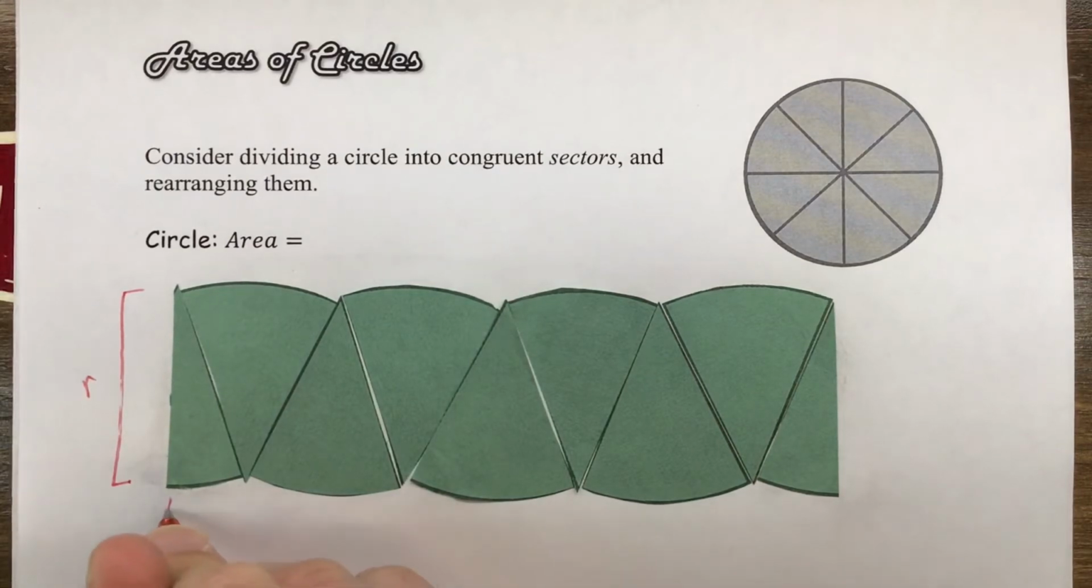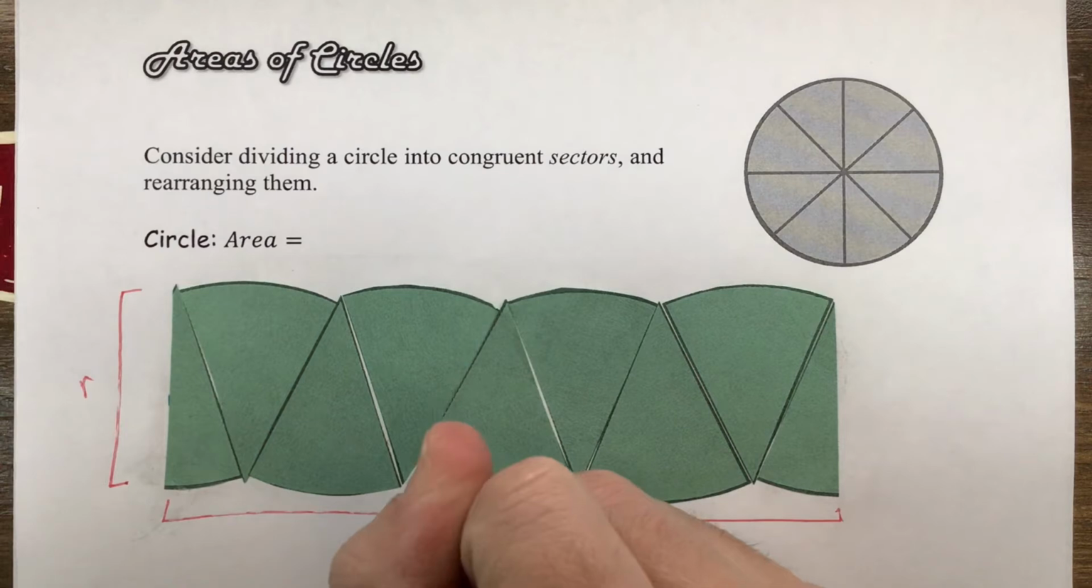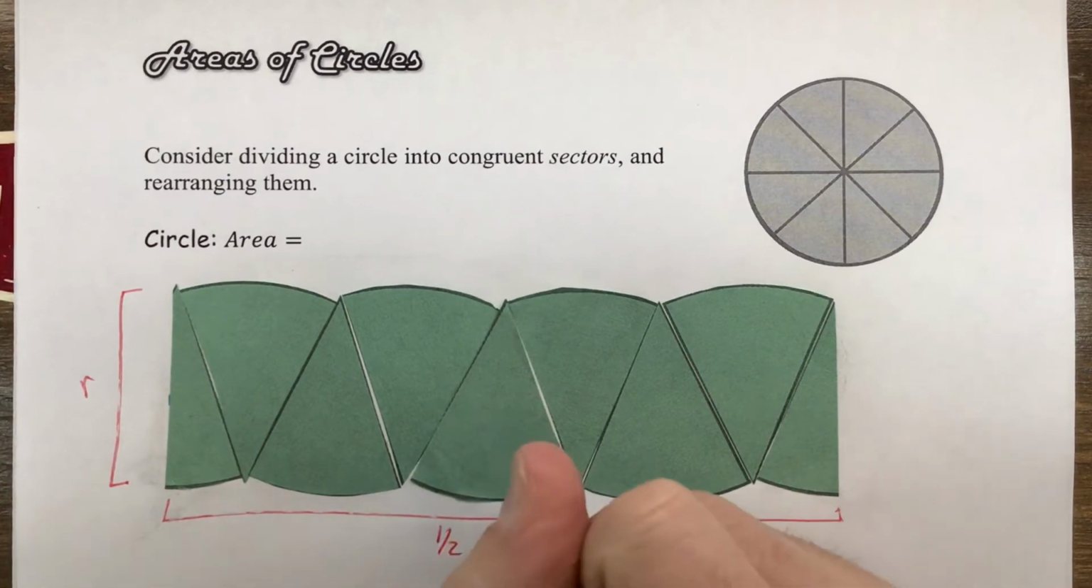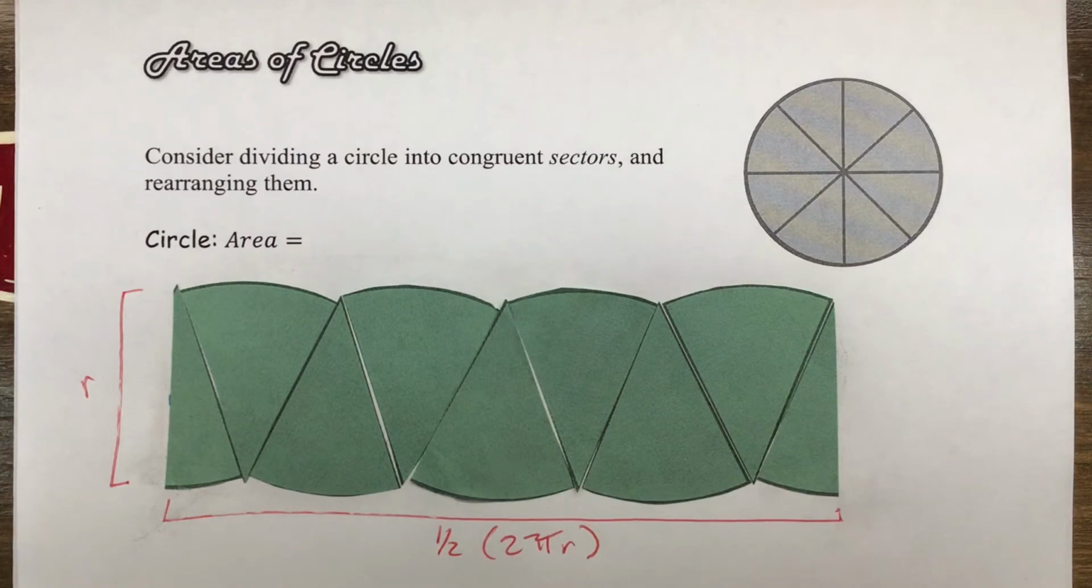The base, coming from all those little bumps that we have there, is going to be related to the circumference of the circle. However, this is not the circumference of the circle, because half of the bumps are on the bottom and half of the bumps are on the top. So what we actually have is half of the circumference. We've got 1/2, then circumference is 2 pi r. So the 1/2 and the 2 will cancel out.